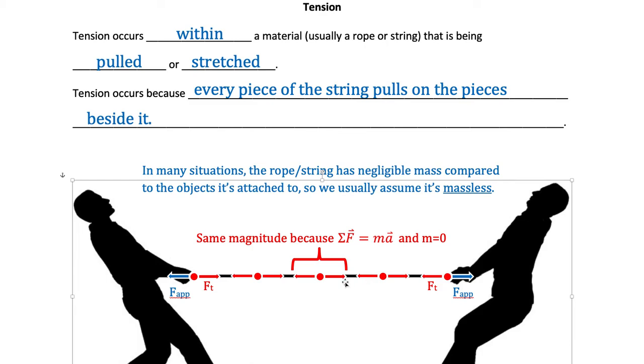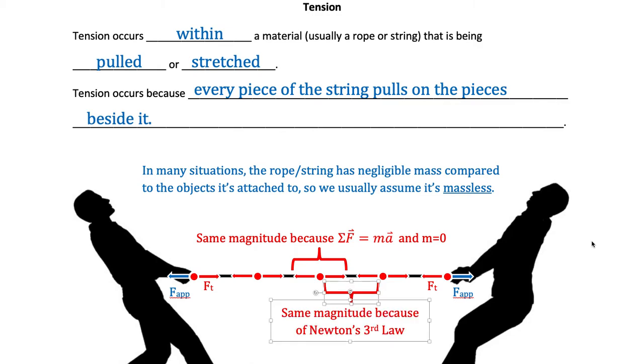Now what's happening here is this piece of rope is being pulled right by this piece, and this piece of rope is being pulled left by this piece. That's what these two arrows are. Now this might start to sound a little familiar. It sounds kind of like Newton's third law.